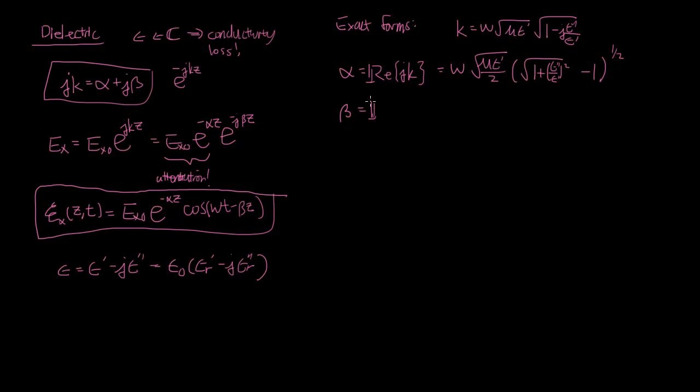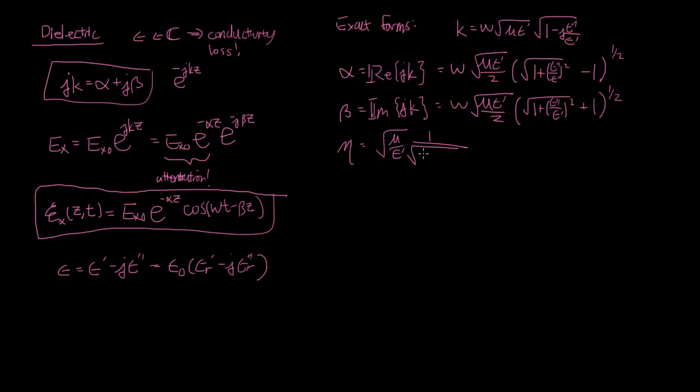Beta will look somewhat similar. Beta is the imaginary part of jk, and that's going to be equal to omega square root of mu epsilon prime over 2, times the quantity square root of 1 plus epsilon double prime over epsilon prime squared, plus 1, all to the 1/2. And then eta is going to be equal to square root of mu over epsilon prime, times 1 over the square root of 1 minus j epsilon double prime over epsilon prime.